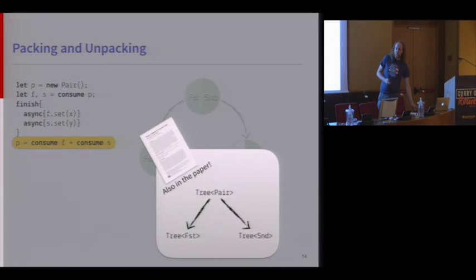In the paper we also have a kind of nested composition that allows us to take a tree of pairs and create two aliases where one alias can only access the first part of each element and the other alias can only access the second part of the elements.